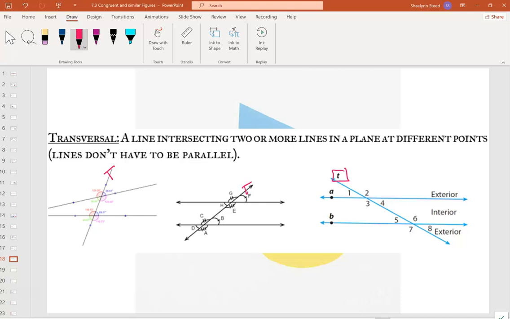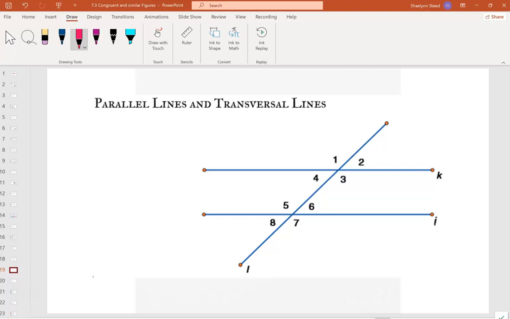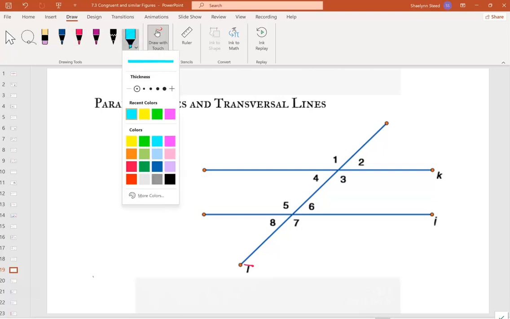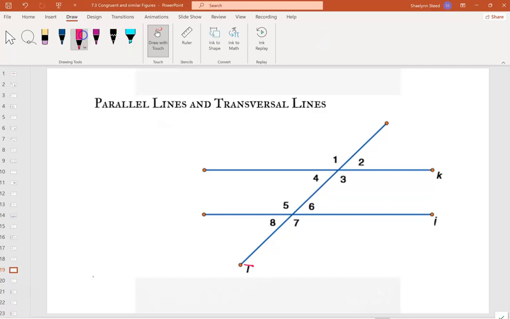Okay? Now, what's really cool is if they are parallel lines that the transversal is cutting through. So I'm just, again, going to label this with a giant T for transversal. I'm just going to turn the I into a T. We have an interesting relationship that ends up happening. So then we give things names.